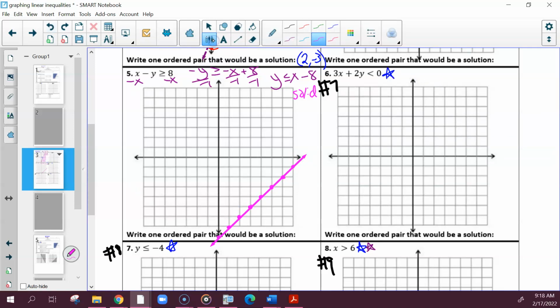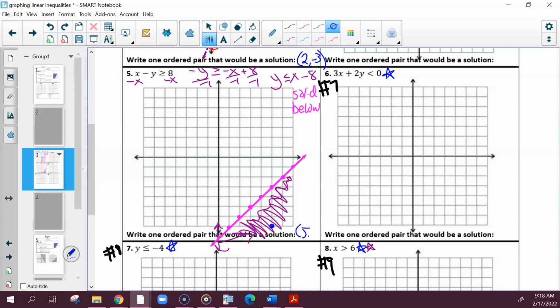Would this be shaded above or below? So from here at my y-intercept, if I draw an up and down arrow, below would be this area. Someone give me a point that would be a solution. Bella: 5, 7. Negative 7 would work.